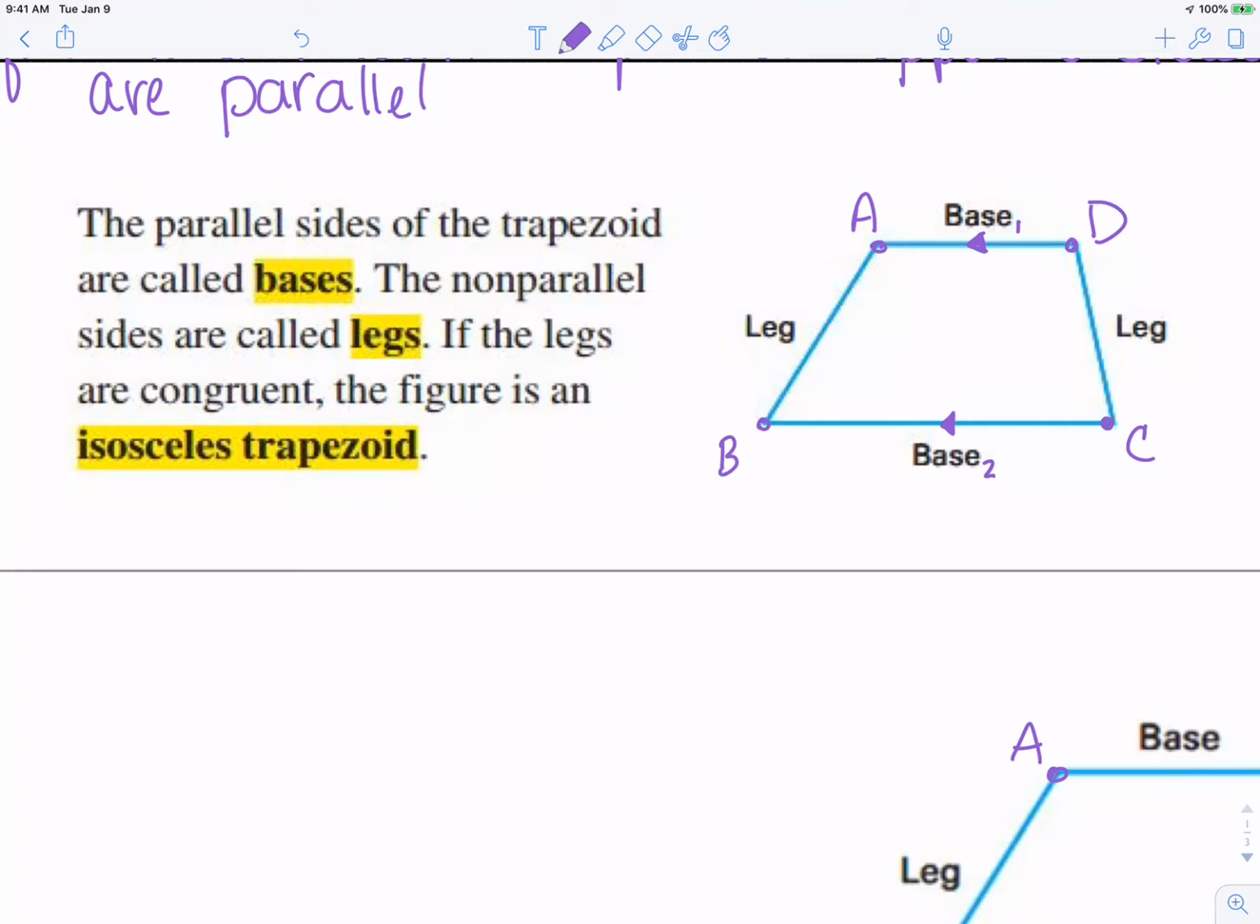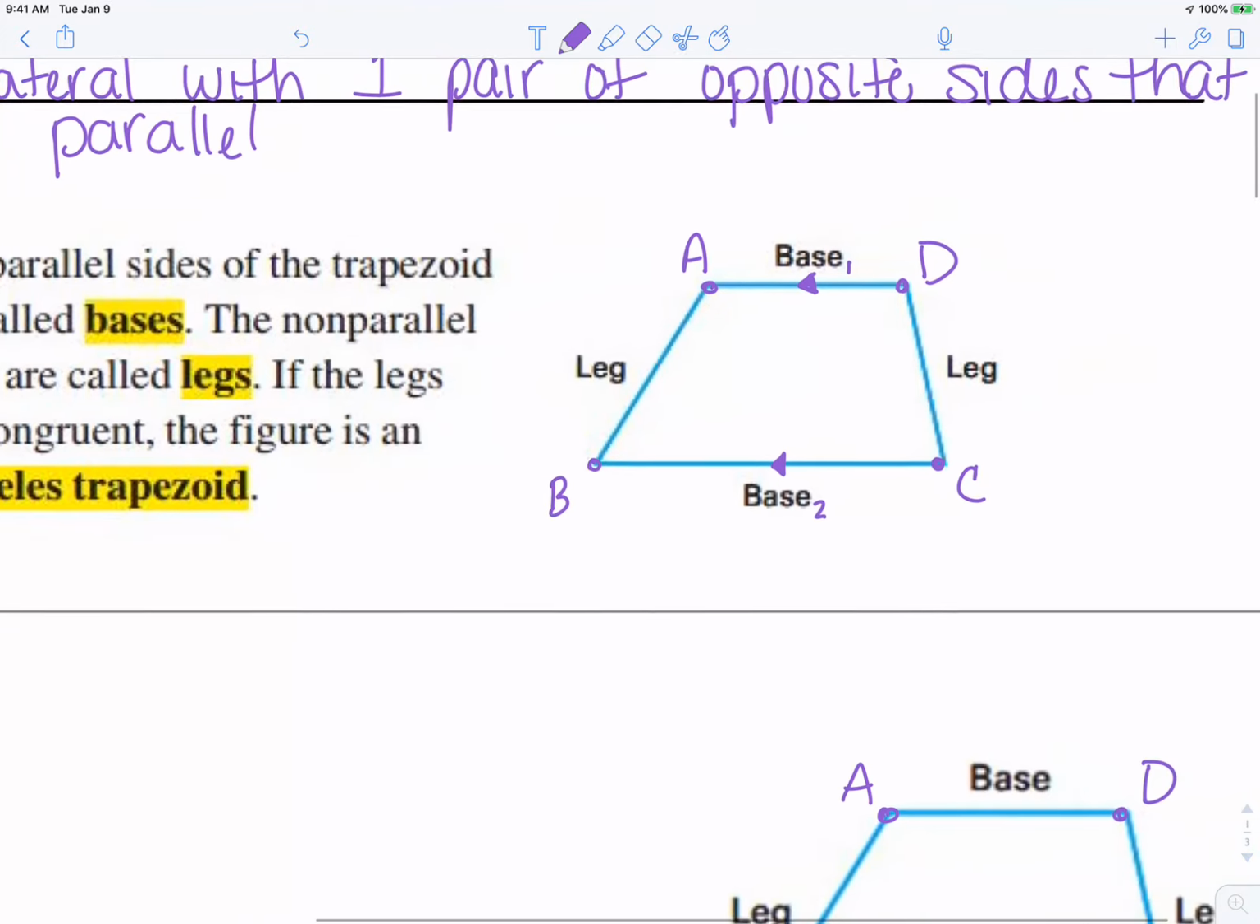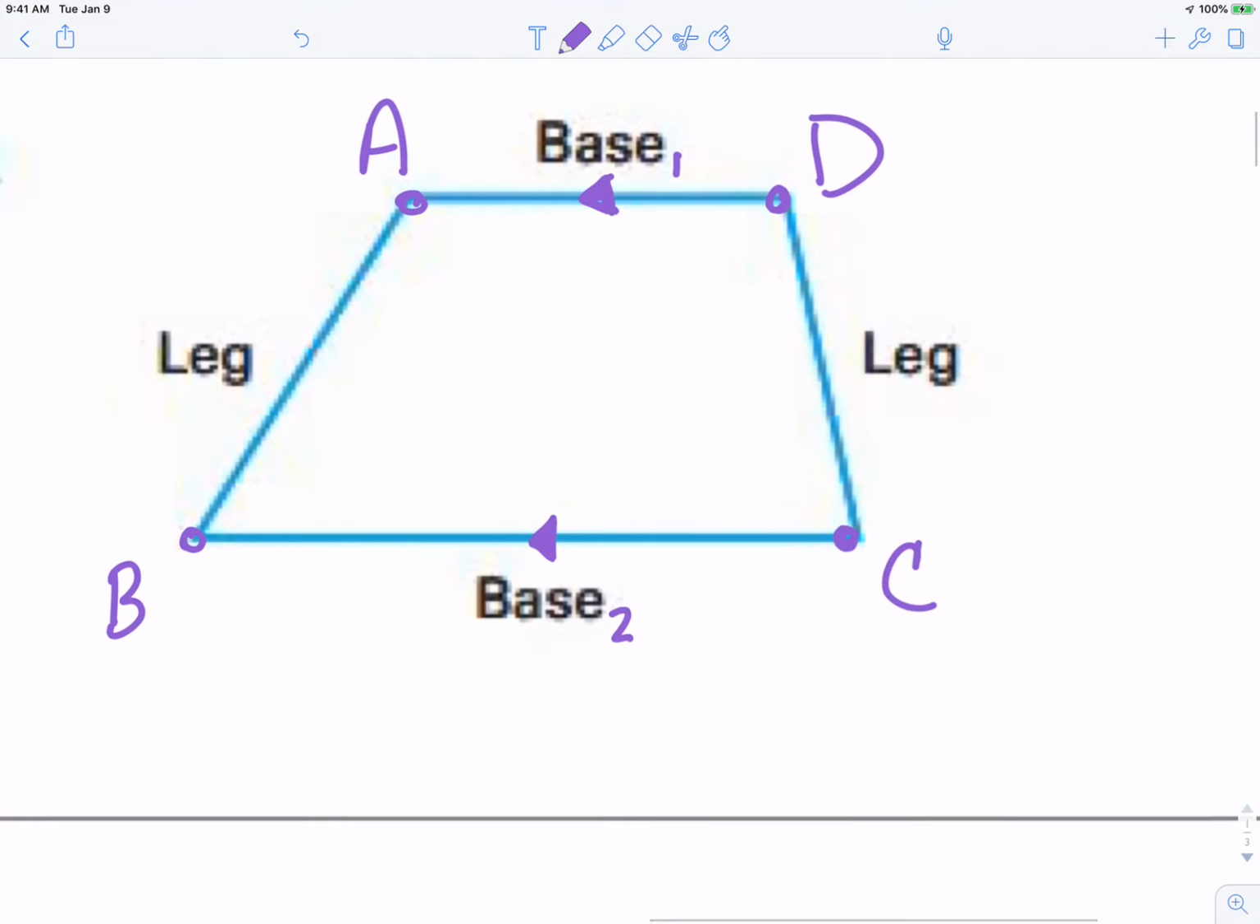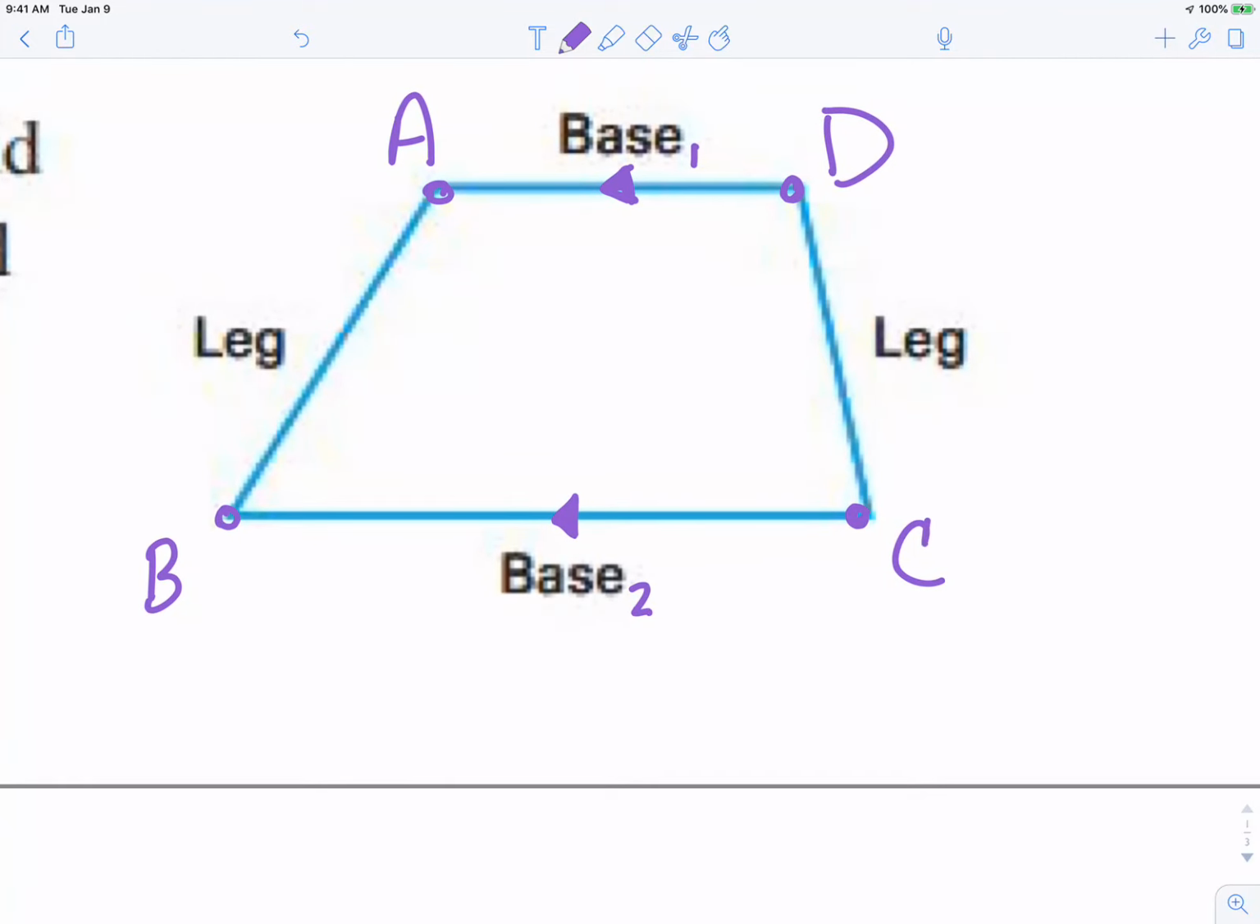If the legs were congruent, we would call this an isosceles trapezoid. Obviously in this picture the legs are not congruent, so this is just a general trapezoid. Okay, there are other parts that we need to be aware of. On either end of a base, you find a pair of base angles. So angle B and angle C are base angles.